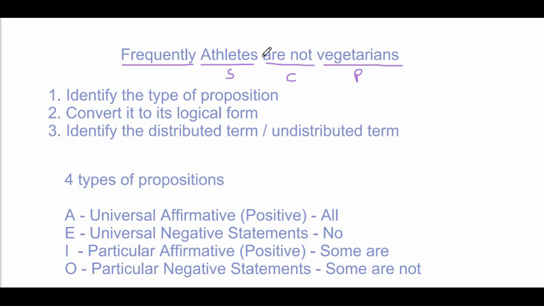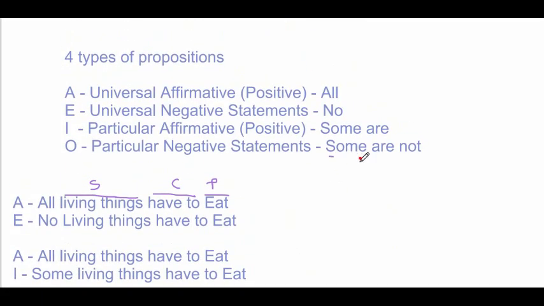We can very easily understand from this that are not means it is talking about the O proposition type. Frequently, not always. So this is an O type of proposition because it talks about are not. And we saw here, some are not, are not is in the O proposition type. So you have to remember this: A, E, I, O. All, no, some, some are not.